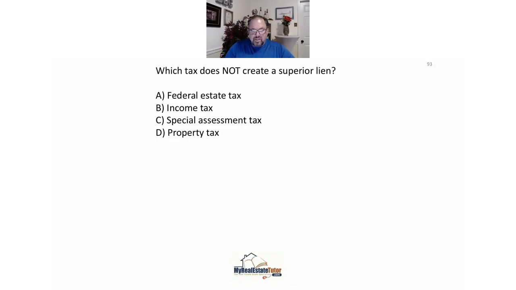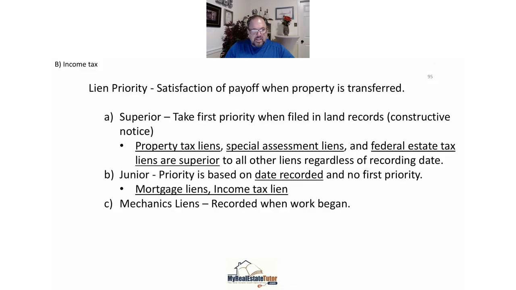Okay. And income tax. Okay. So the other ones were tax lien, special assessment, and federal estate or estate tax will create a specific lien or a high priority lien or superior lien. Okay. So the income tax falls under the IRS if someone doesn't pay their taxes from wages earned.